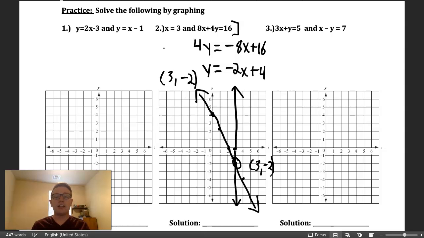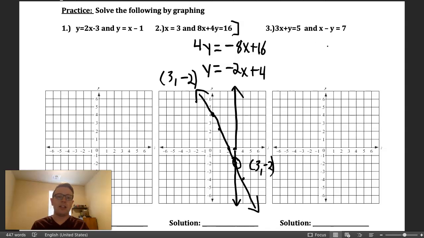Now we have to check, does this work for the first equation? X is equal to 3, 3 is equal to 3, that works. We'd have to put this in: 8 times 3 plus 4 times minus 2 is equal to 16. That will work out. I'm not going to go through the calculation here, but that will work out.